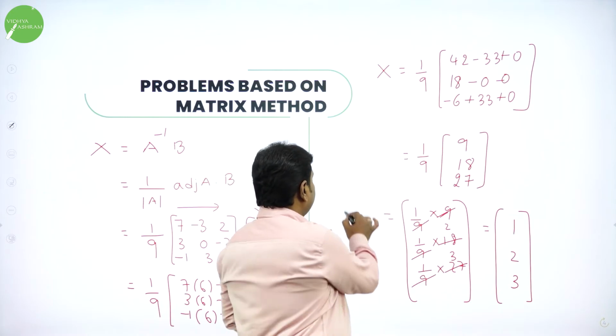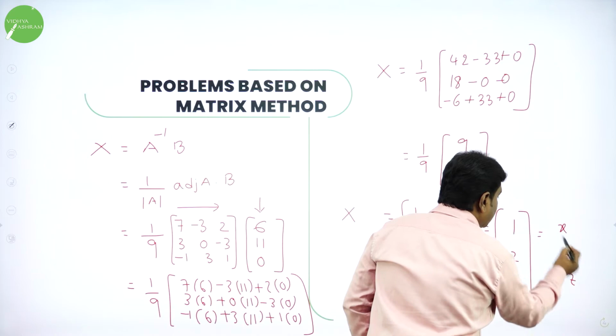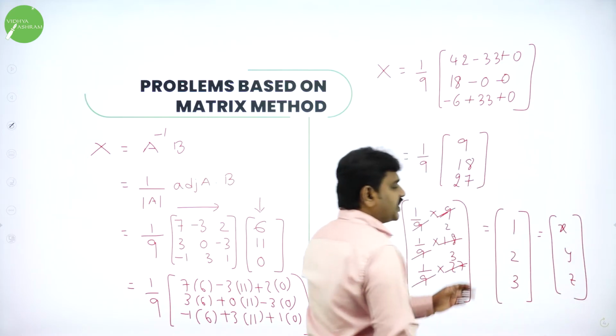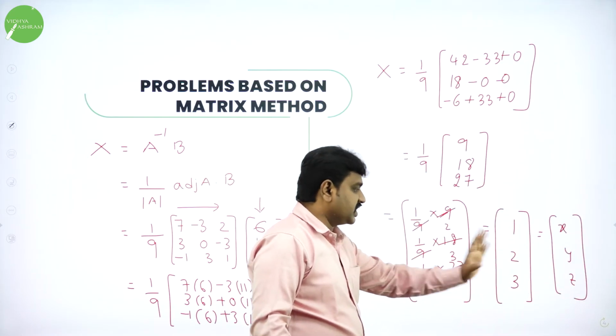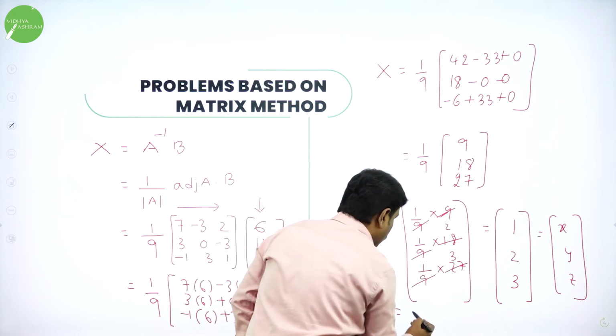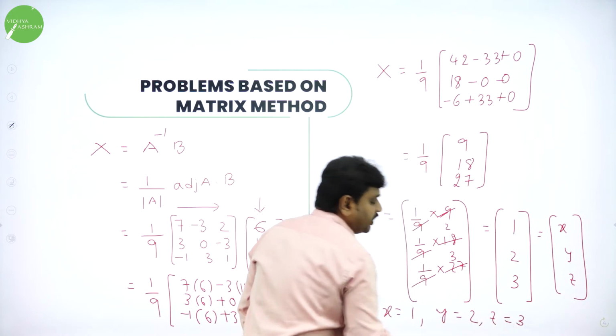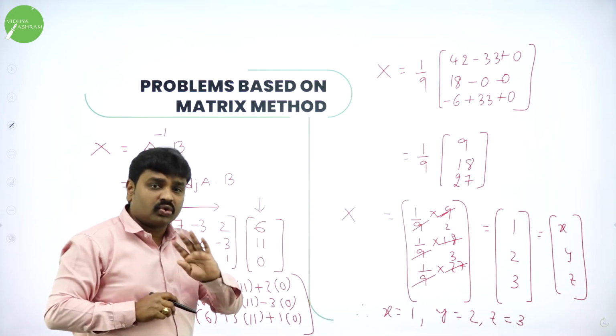X is what? This is capital X. X means x y z, the variable matrix. So now by the method of comparison, x is 1, y is 2, z is 3. Therefore what is x you got? First value. X is 1. What is y? 2. What is z? 3. My dear students, after you get x y z, don't stop.